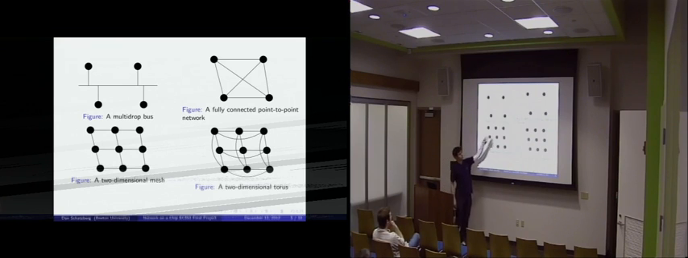And you might go to the other extreme, which I've drawn in the top right, which is a fully connected point-to-point network. And here, as I add more endpoints, my performance scales, but the problem is that the area and power of such a network doesn't scale as well because I have to have quadratically many connections between all the endpoints.